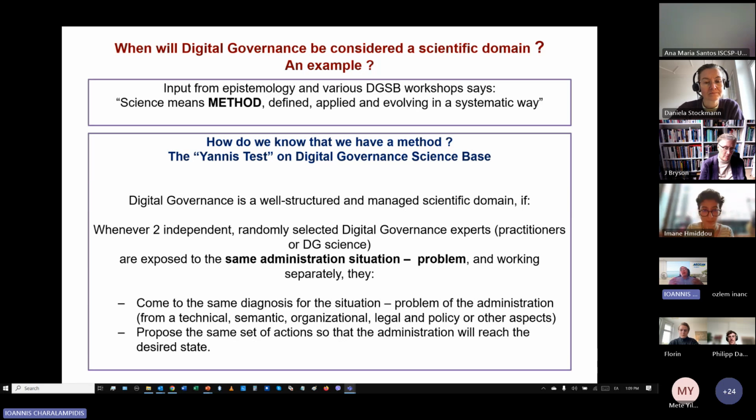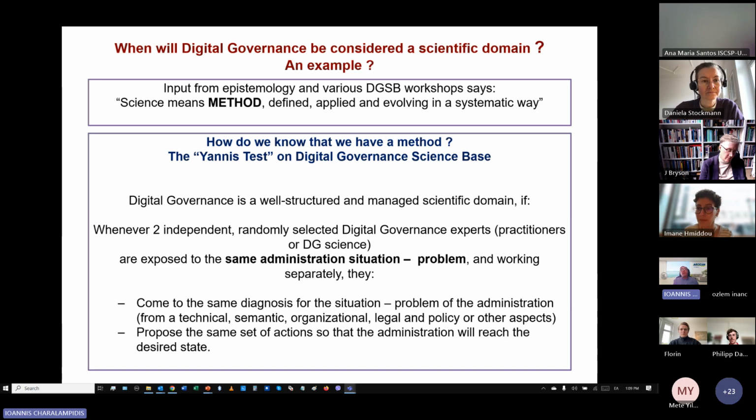So let's enter into an administration somewhere in the world, assuming it's the administration of education, for example, the Ministry of Education. And you will show them the case there and what you want to do and the status you are in. And the test says, if we have an applicable method and if this method is well established in our heads, then we should have the same diagnosis for the situation.